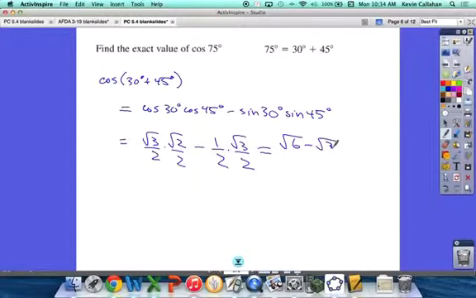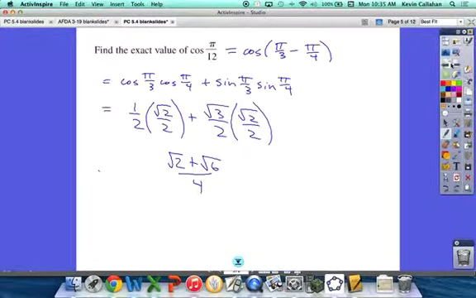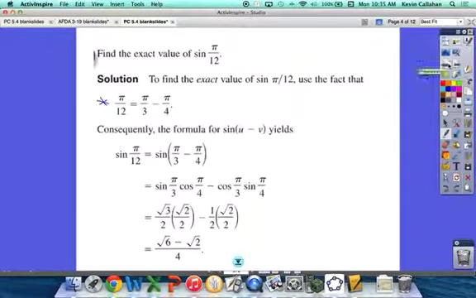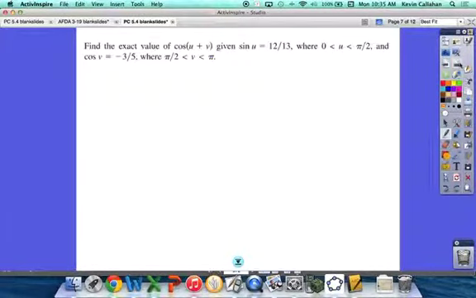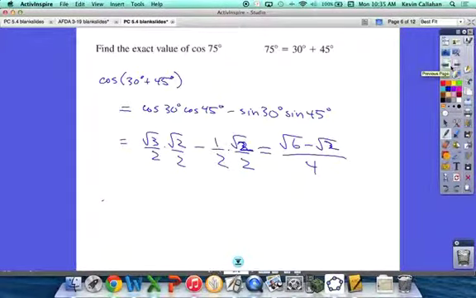That's wrong. It was supposed to be root 2 over 4, which looks like maybe 2 answers ago. Let's see. That one was root 2 plus root 6. This one was root 6 minus root 2. Oh, and that's exactly what we got.